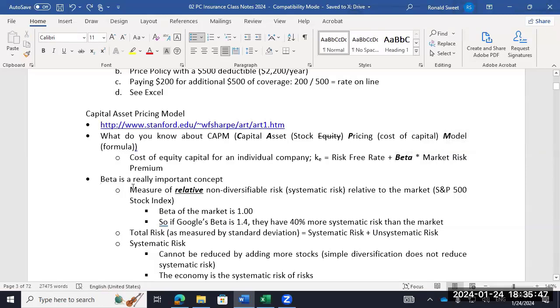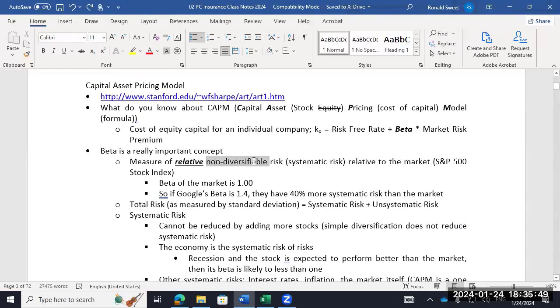So beta is a measure of the relative non-diversifiable risk, or the relative systematic risk of a company's stock behavior relative to the market. The S&P 500 is what we use. A beta of 1 is a stock that has the same level of systematic risk as the average stock in the market. So Google's beta is 1.5. They have 50% more systematic risk. What is systematic risk? Your exposure to the economy, your exposure to interest rates, to inflation, those types of things. You're sensitive to economic shocks.